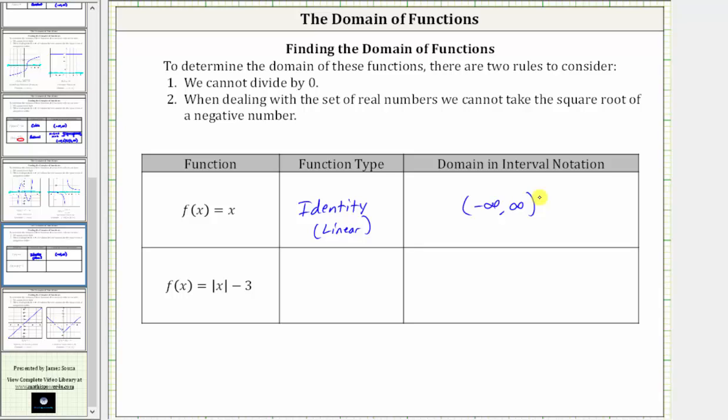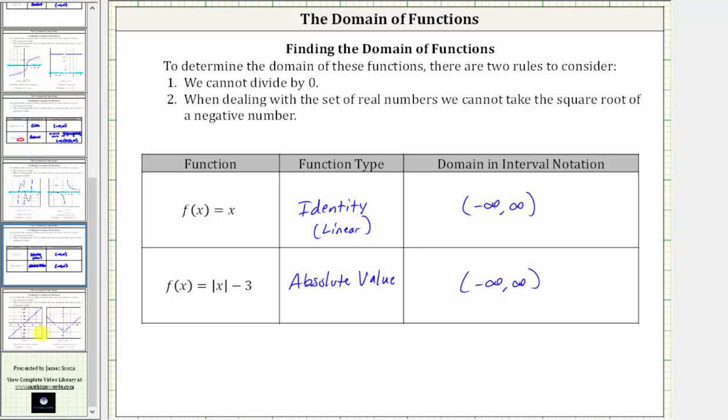And then finally we have f of x equals the absolute value of x minus 3. Because of the absolute value, this is called an absolute value function. And because we can take the absolute value of any real number and then subtract 3, once again the domain is all reals.